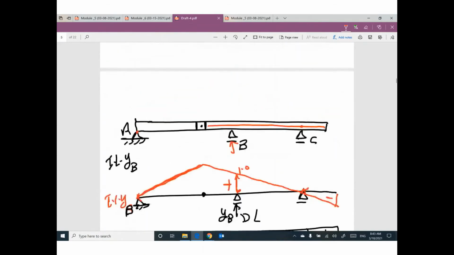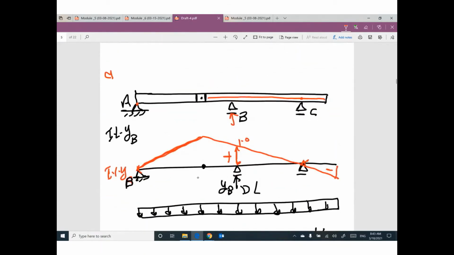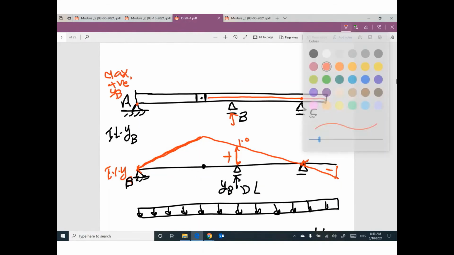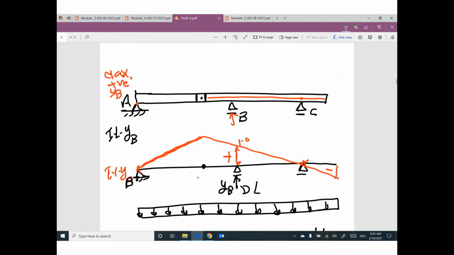Can you tell me where can I put this truck to get the maximum positive effect of YB? I believe I can put this truck here. This is the maximum value of the diagram. That's right. So I will put the first wheel here, and then the next wheel here. So my truck will be in this position, will give me the maximum positive effect. Do you know why? Because this load will be multiplied by this value. This value of the load will be multiplied by this value. So I can get the maximum value.